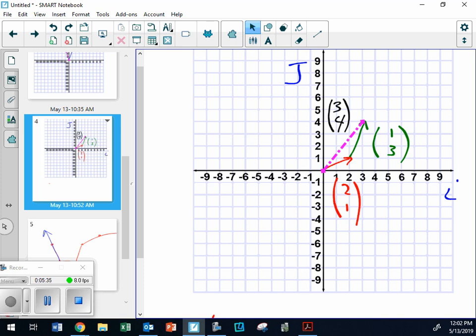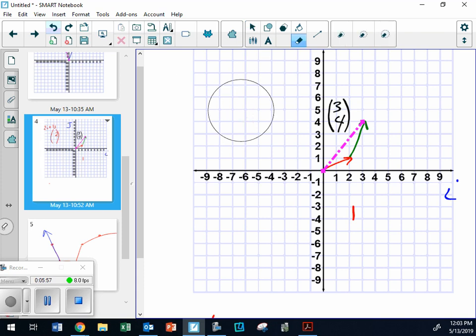And the 3, 4 thing is like this. Over 3, up 4. And the pink one is over 3 and up 4. That's how you add vectors. Now, how do you subtract vectors? You put them the other way. What do you mean the other way? All right, I'll show you.